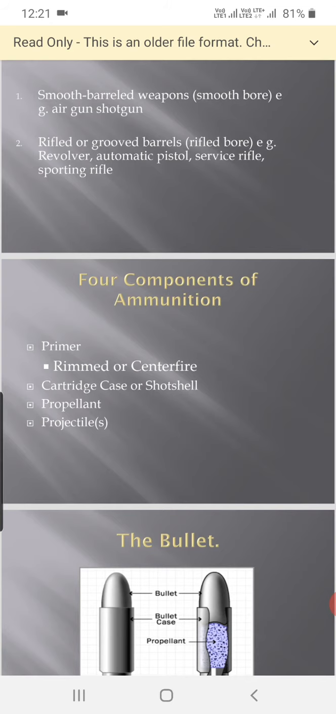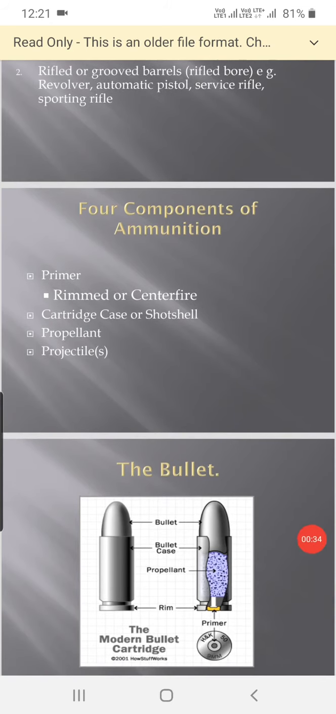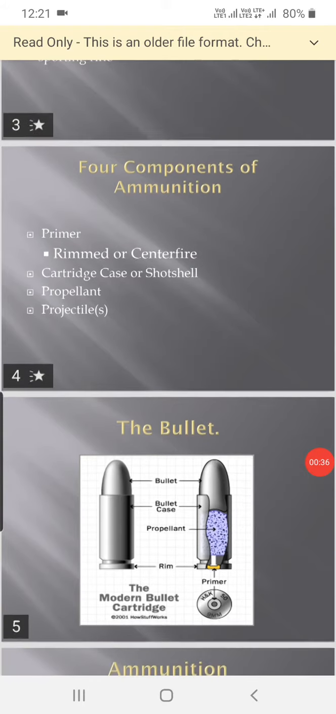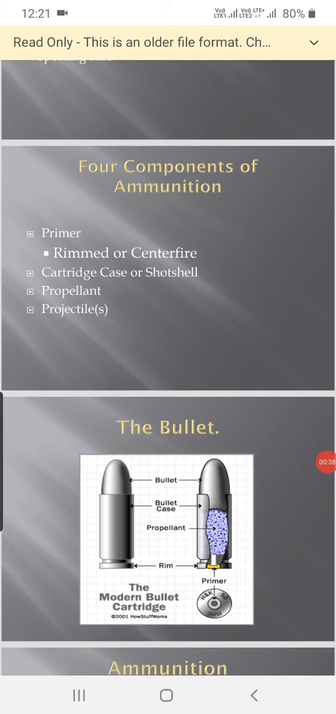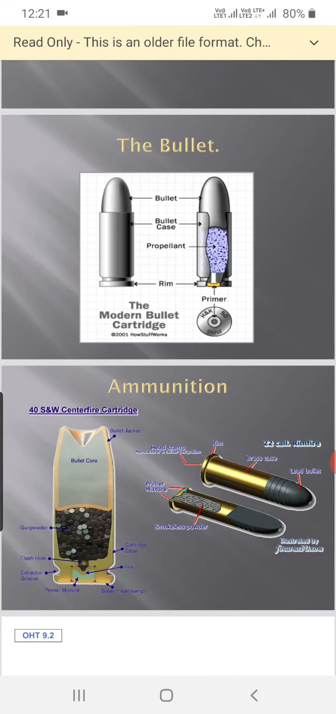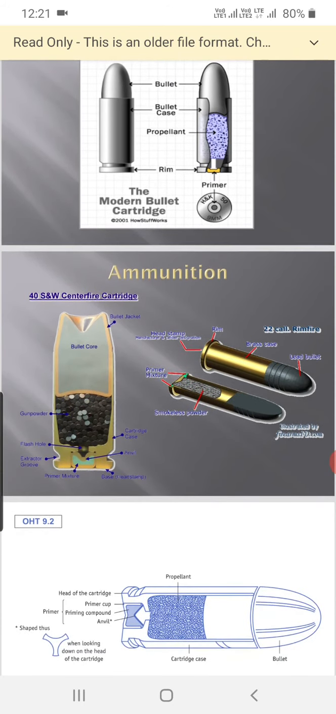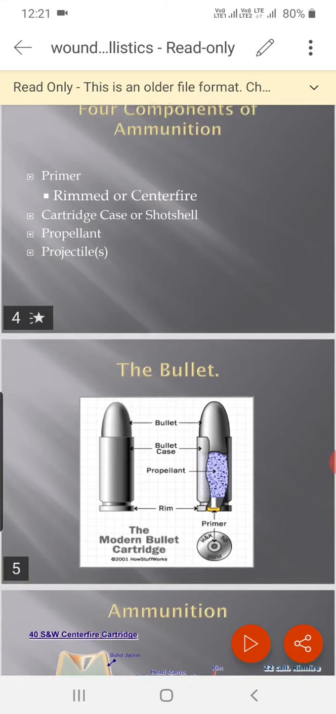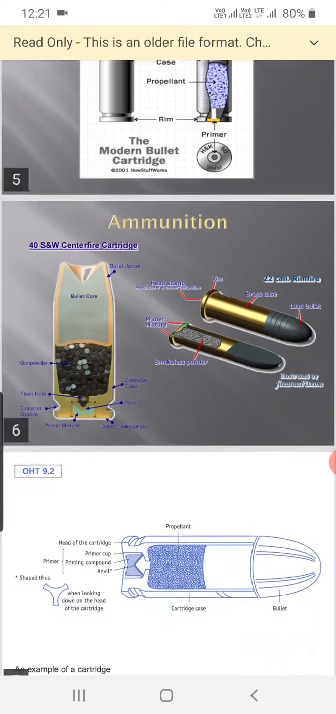There are four components of ammunition. First, the primer, as you can see in the slide below. The primer can be rimfire or centerfire. Then the cartridge case or shot case, the propellant, and the projectile. This is a photo of ammunition showing the four components.